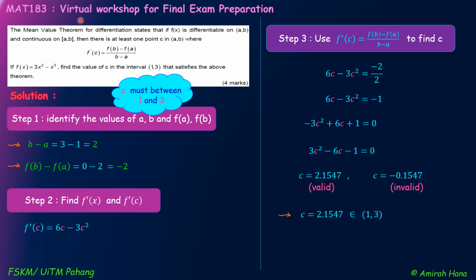From this theorem, it states that there is at least one point c in interval (a, b). So let's say if we have, let's say 2, at least one value of c must be valid in the given interval. So this is our final answer. Got it?